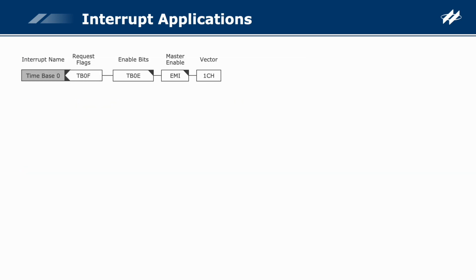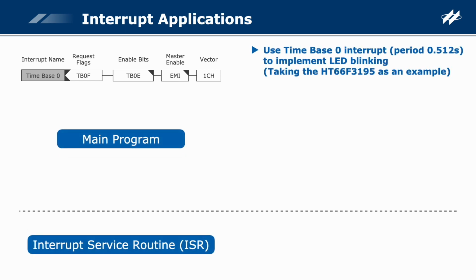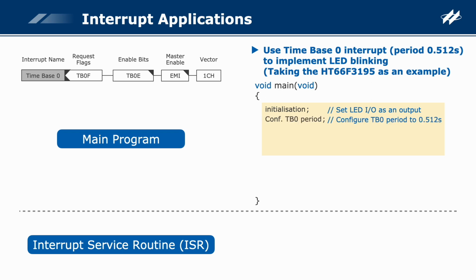First, we need to check the interrupt vector table of the datasheet to find the time base 0 interrupt related content. Next, we begin to write the main program and interrupt service routine. In the main program, set the I/O port of the LED as an output. Configure the time base period to 0.512 seconds. Enable time base 0. The relevant configuration of the time bases will be introduced in detail in the subsequent course.